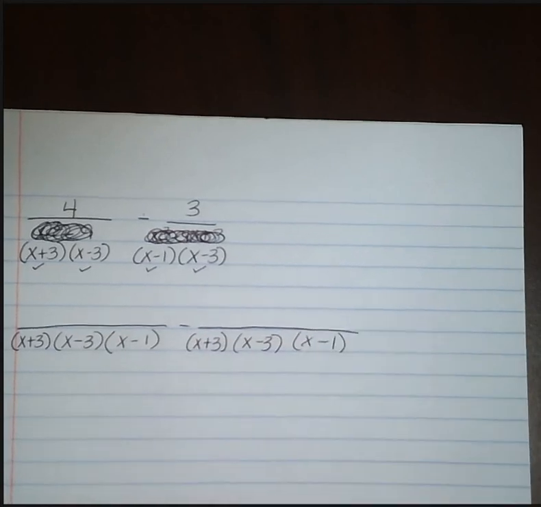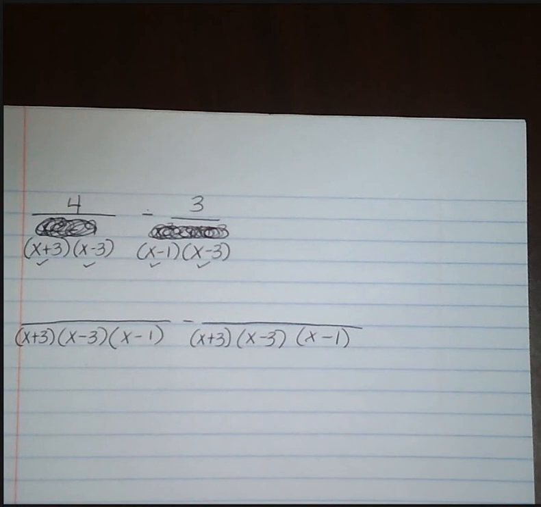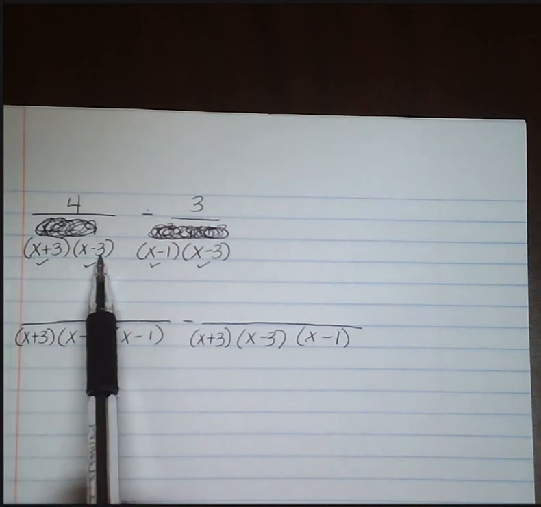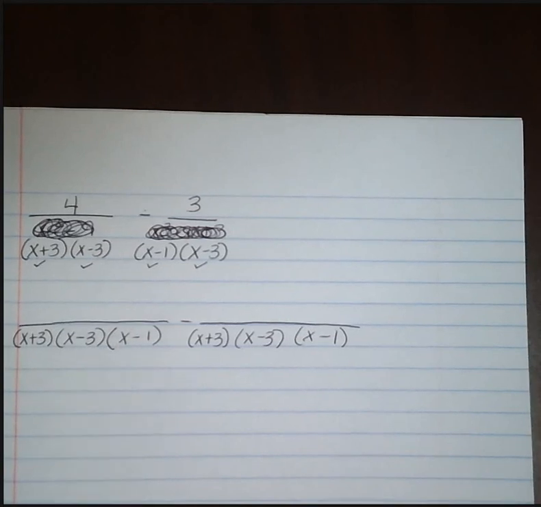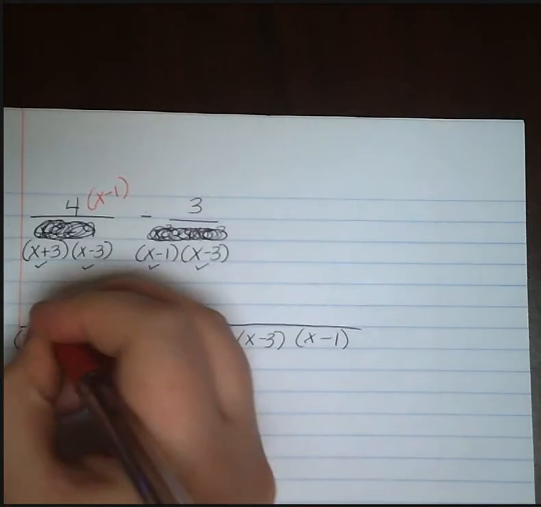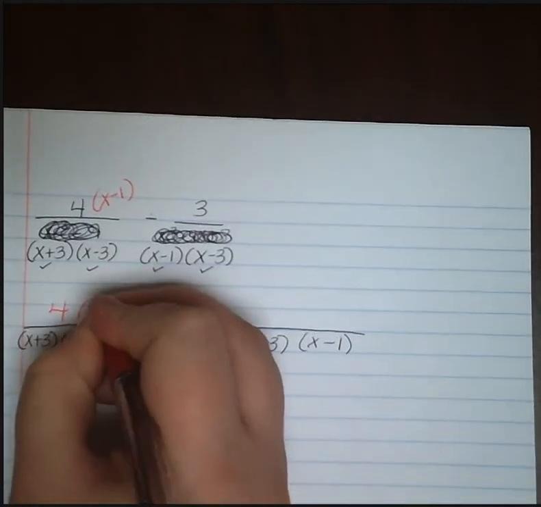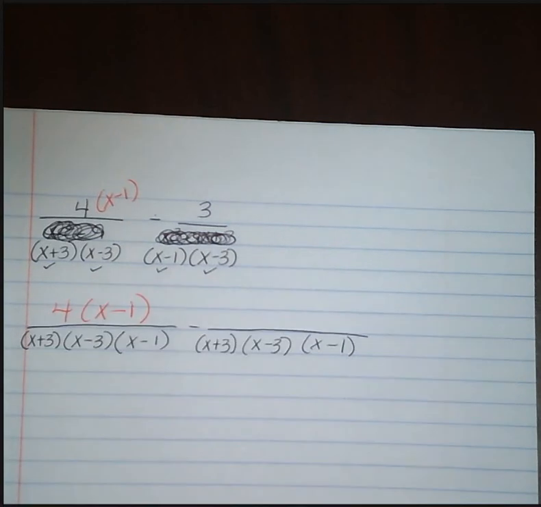Okay, so that hot mess is our common denominator, but please do not fast forward just yet because this problem is not as difficult as it looks like it's going to be. So bear with me. So here, I have an x plus 3 and an x minus 3. I'm missing the x minus 1. So I'm going to multiply that 4 by x minus 1. So I'm going to rewrite it.